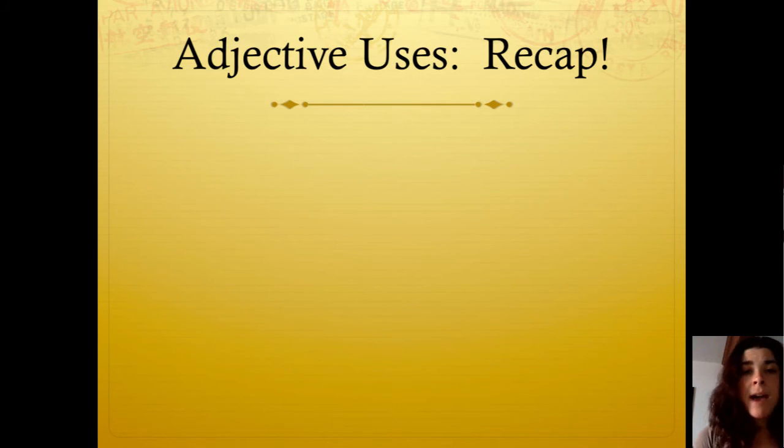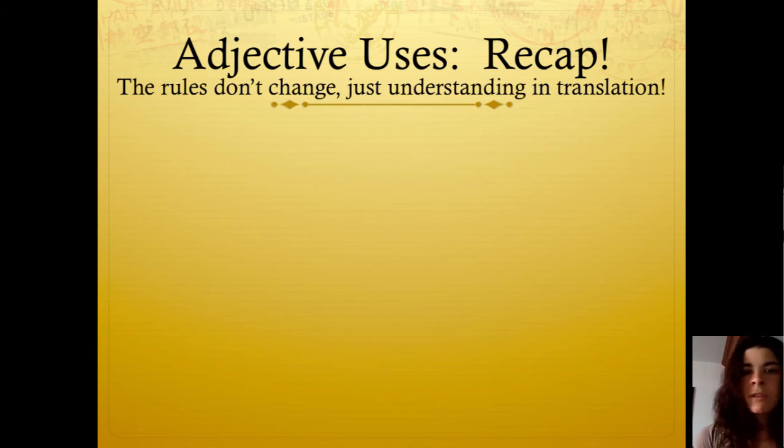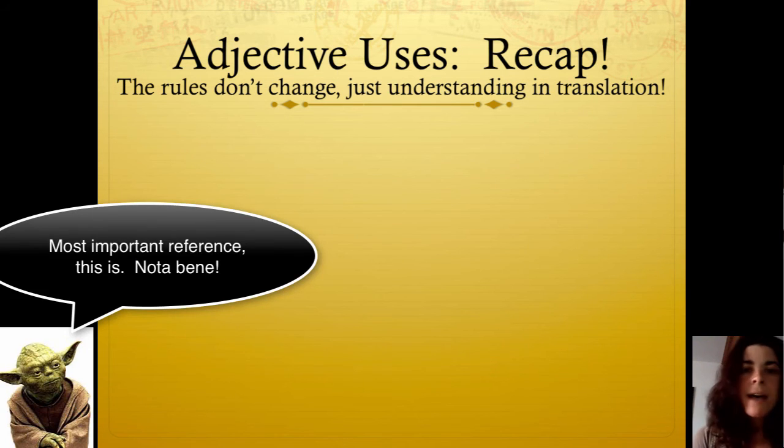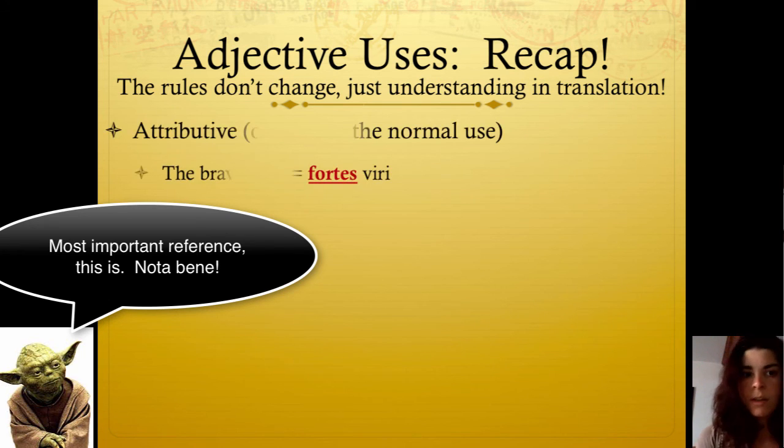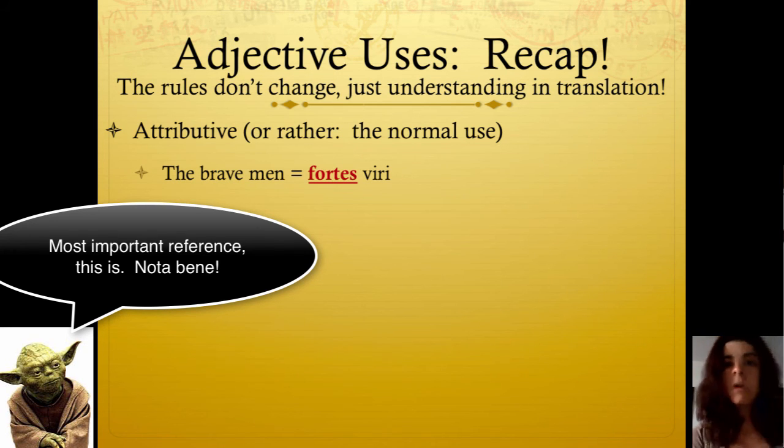So now let's take a look at some adjective uses. Most of these are recaps because we've been using them already throughout the year, but just so you have them in one place in your notes, it's nice and useful. Essentially, the rules never ever change in adjectives. They're always going to agree in G, N, and C with whatever they're modifying, and they're always going to translate as if they were adjectives. It's just how they're understood within that translation. It's going to change. So first, we have the attributive function, or rather, the normal use. What an adjective does, modifying a noun.